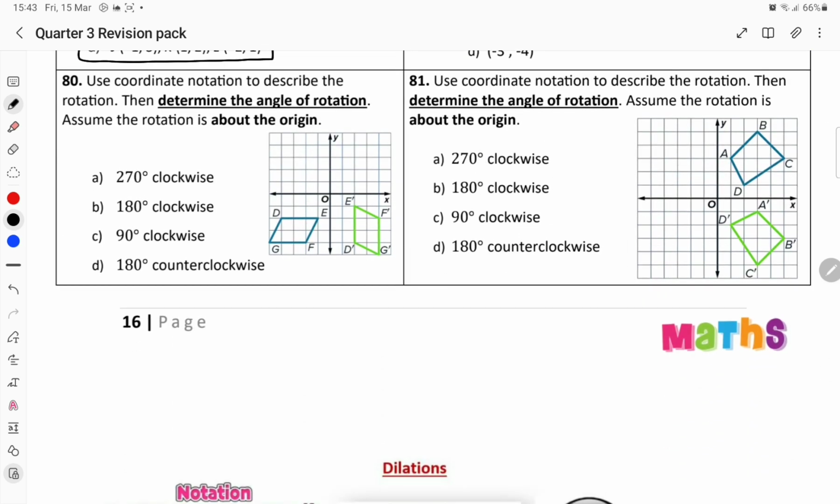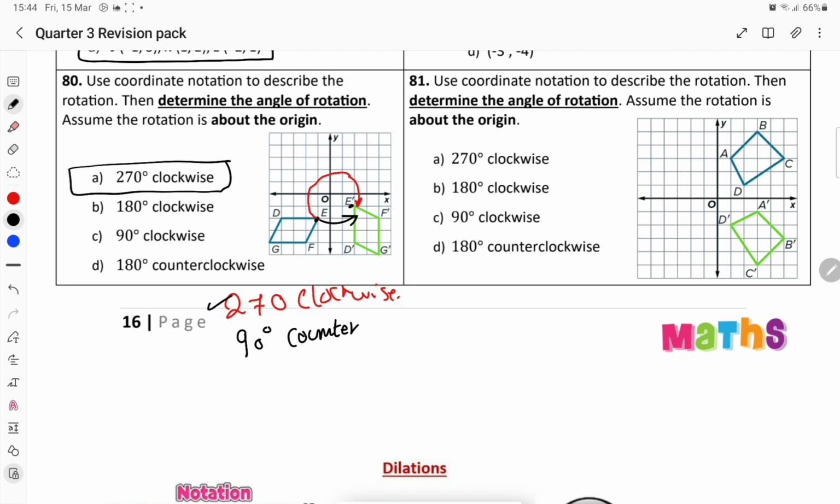Use coordinate notation to describe the rotation, then determine the angle of rotation. Here, from E to E prime, we have two ways. Either the clockwise direction, 90, 180, 270, so it is 270 clockwise, or from E to E prime counterclockwise, opposite to the clock direction, it would be 90 counter. Which choice do you have? 270 clockwise or 90 counter? Yes, I have 270 clockwise.